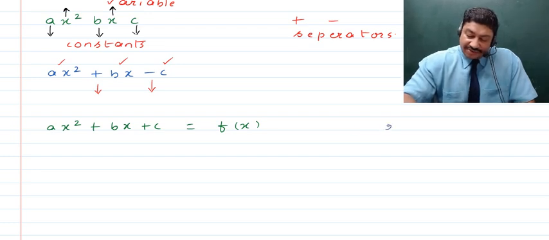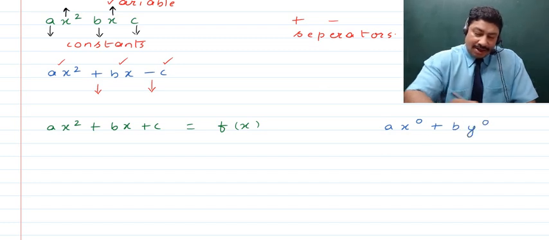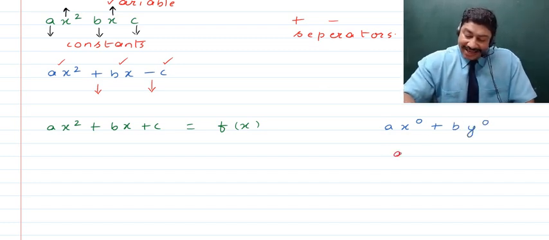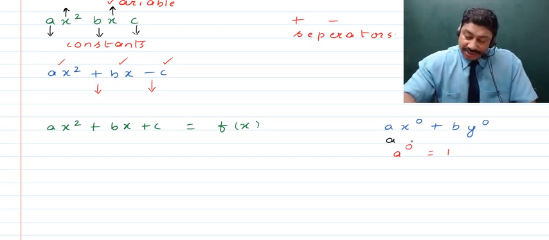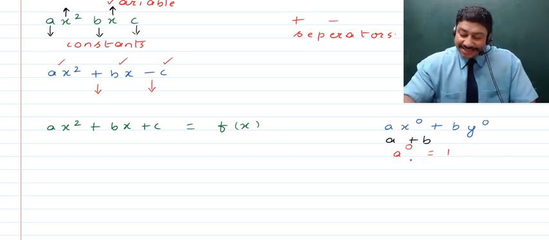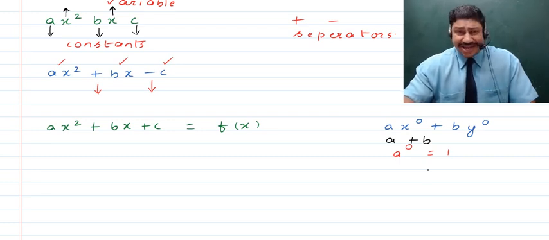Let's say we have a times x raised to the power 0 plus b times y raised to the power 0. Now I'm sure you remember from exponents that if any number is raised to the power 0, that becomes equal to 1. As such, this expression will be converted to just a plus b. As such, this is a constant expression and it does not have a variable like x, y, z.